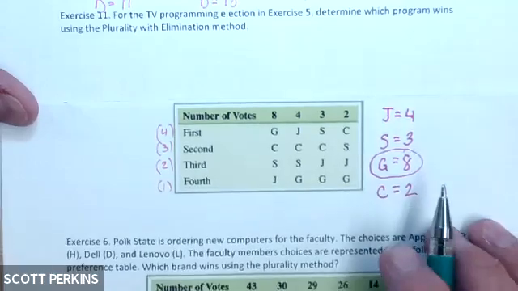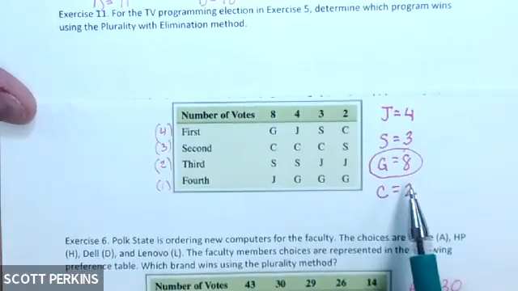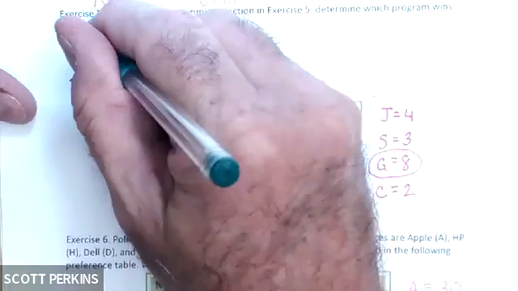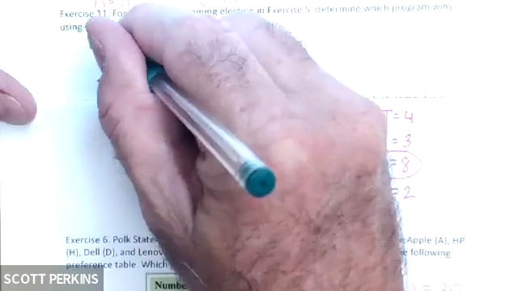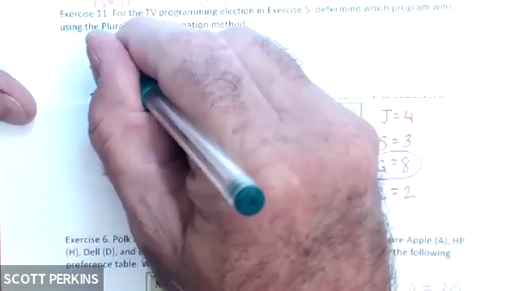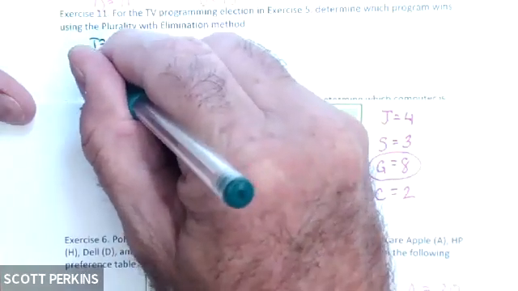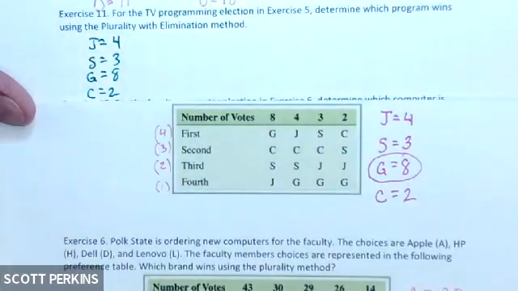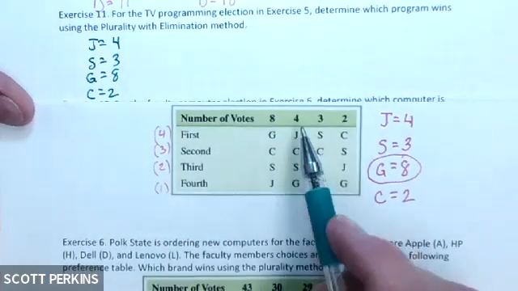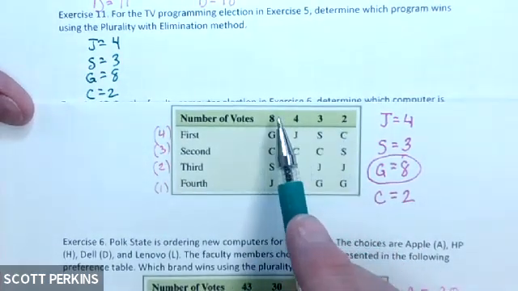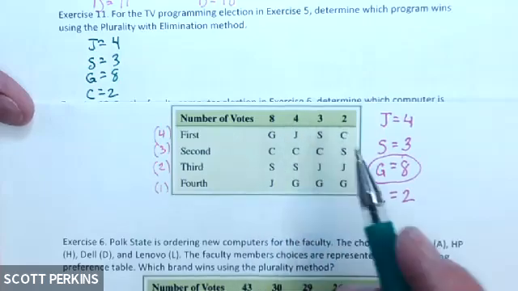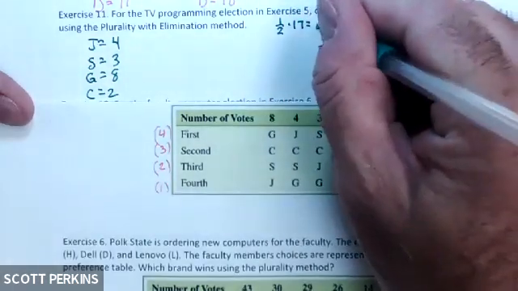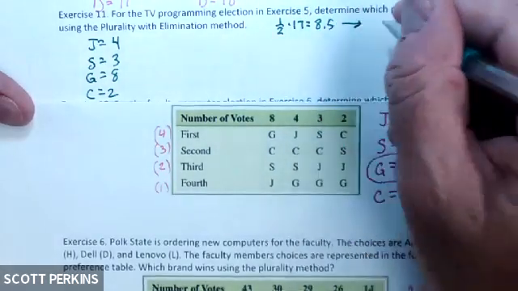Okay, so I'm just going to rewrite the results we got when we did this problem by plurality method. So Jefferson's got 4 votes and Seinfeld got 3 votes. Good Times was originally the winner with 8, and then Cheers had 2. Now, before I move on, I need to see what is a majority. So how many people voted in this little election right here? 17. So what is half of 17? 8.5. So that means a majority is what?